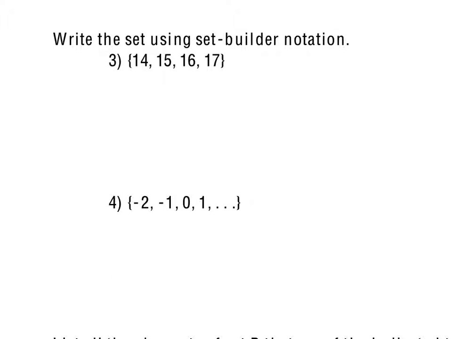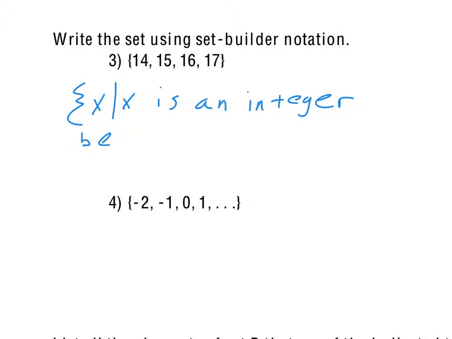Starting with number 3, we're actually using Setbuilder Notation. So the numbers 14, 15, 16, 17. So simplest way to do that is say x such that x is an integer between, and since we're saying between, we have to say 13 and 18. And that's probably the simplest format to use for writing that in Setbuilder Notation.